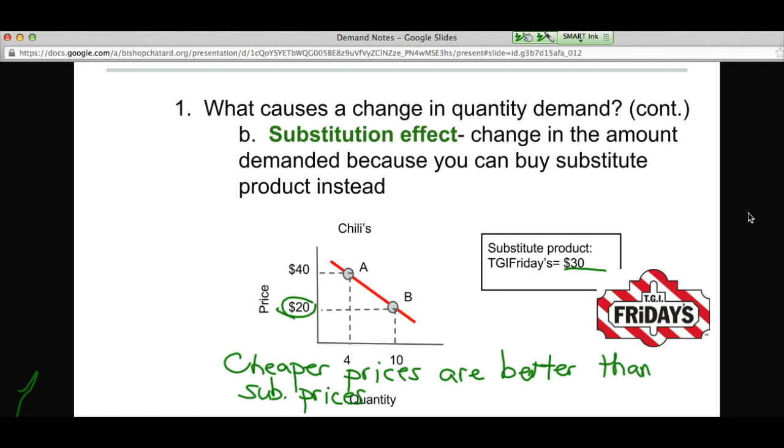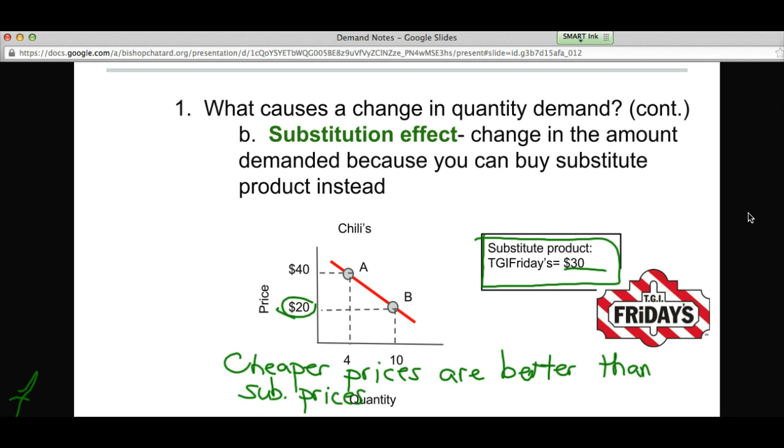Now again, keep in mind, and I literally did this for a reason, the visual of having the substitute price in a box. This is in a box. I'm not changing the price of Fridays. All I'm changing the price of is Chili's, because I'm talking about the demand for Chili's. I'm looking at the price of Chili's. I'm changing the price of Chili's. I am not dealing with the price of Fridays yet. As long as the only thing we are changing is the price of Chili's, we are still talking about a change in quantity demand.